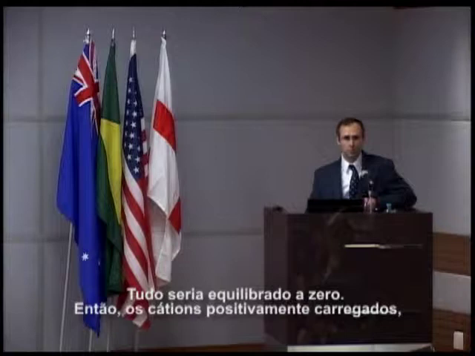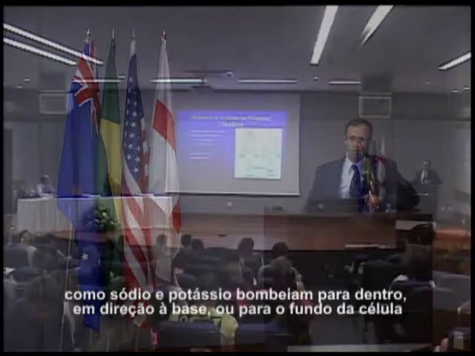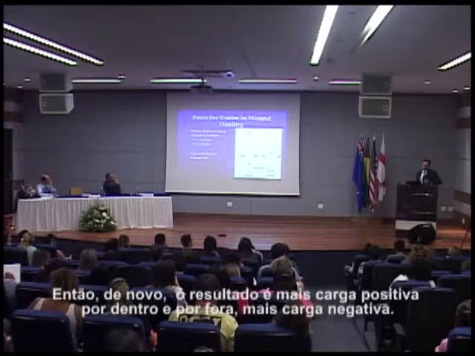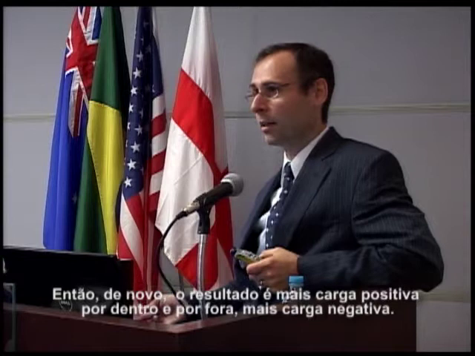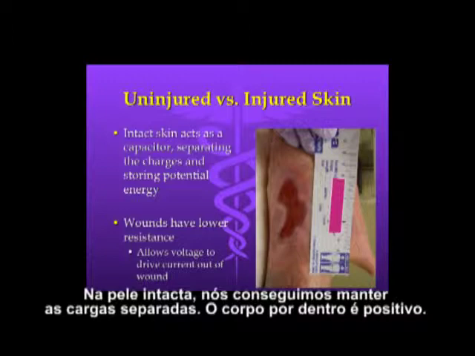So the positively charged cations, for example, sodium, potassium, get pumped inward toward the basal side or the bottom side of the cell, and the negatively charged ions, usually chlorine, get pumped out. So again, our net result is more positive charge in and more negative charge out. So with intact skin, we're able to keep that charge separate. Okay? So the inside of the body is positive.